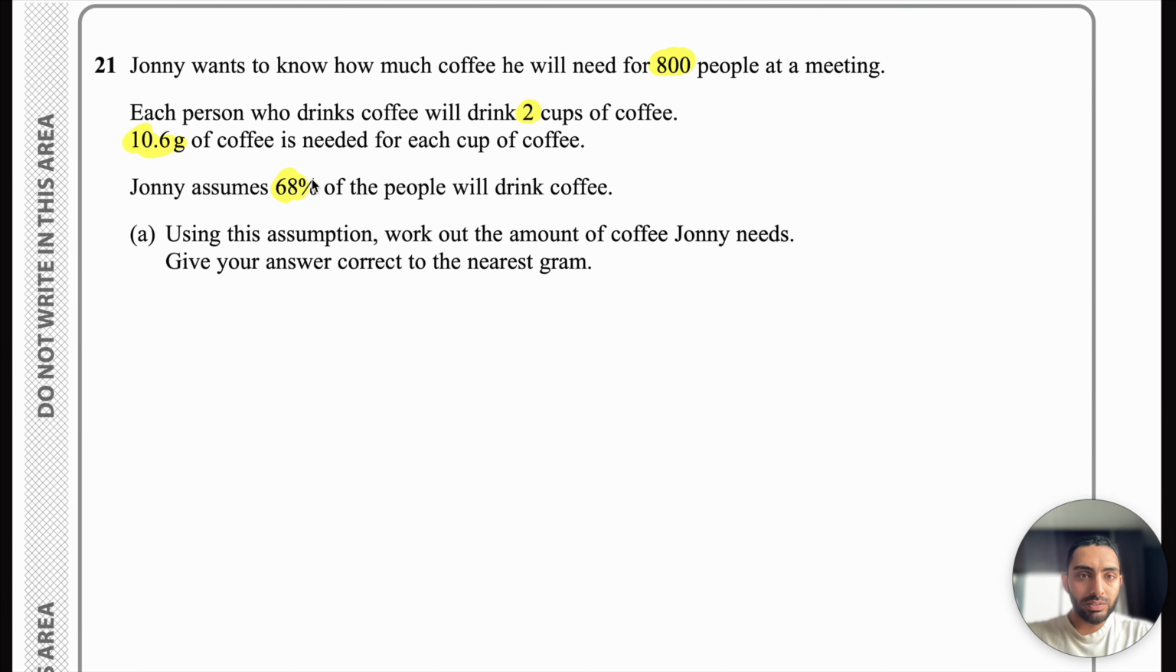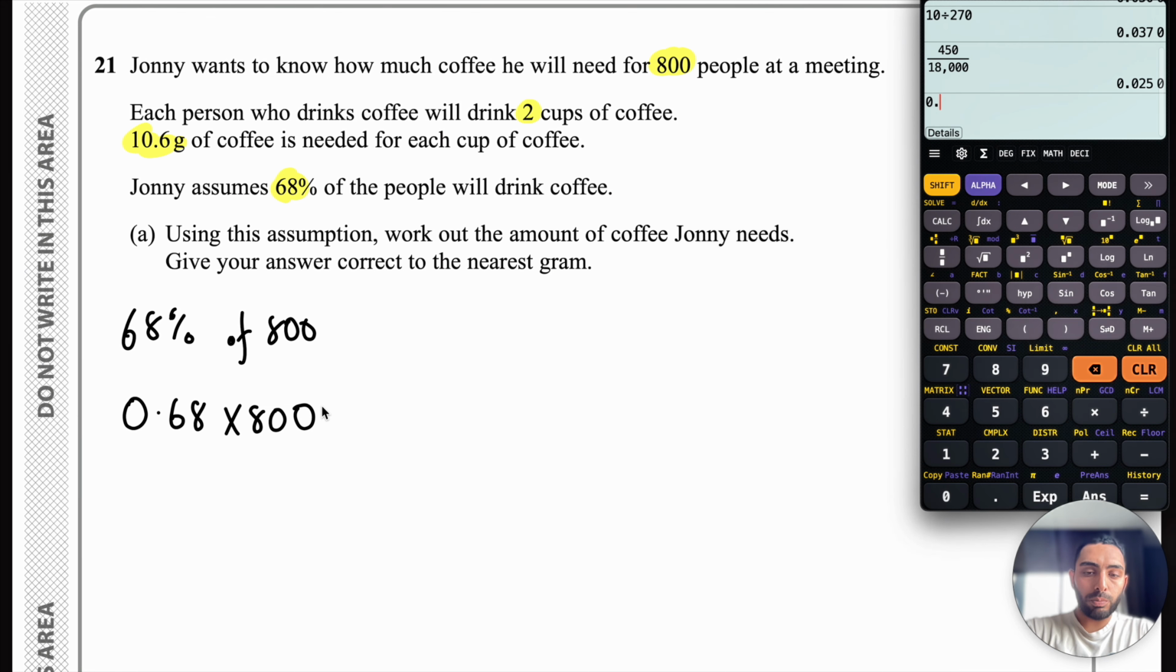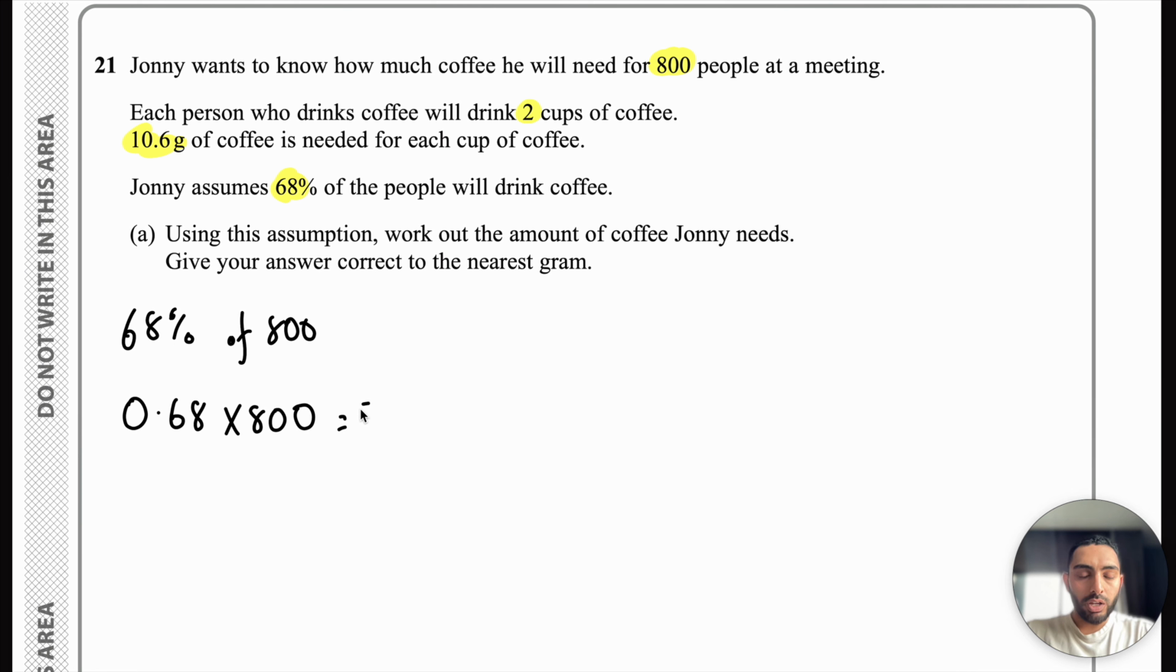First thing that I'm going to work out is how many people will need coffee. He's assuming that 68% of the 800 will need coffee. So how do we find 68% of 800? All we need to do here is convert this to a decimal and then multiply it by the number that we're trying to find the percentage for. So 68 divided by 100 would be 0.68, times 800. So 0.68 times 800 is 544. So he's assuming 544 people will be drinking coffee.